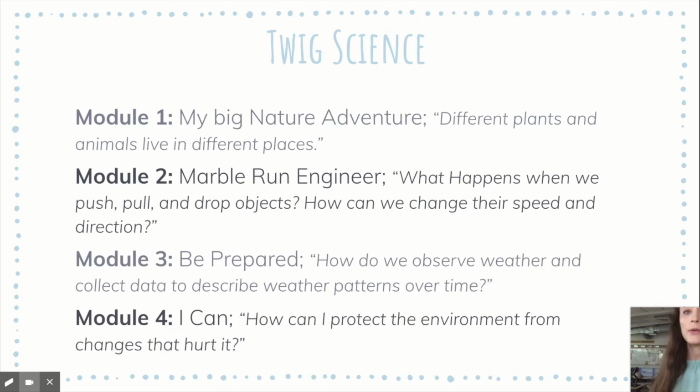In Module 2, we'll become Marble Run engineers and figure out what happens when we push, pull, and drop objects. How can we change their speed and their direction? In Module 3, we learn how to be prepared. How do we observe weather, collect data, and describe weather patterns over time? And then finally, in Module 4, it is called I Can. And we will learn how we can protect the environment from changes that hurt it.